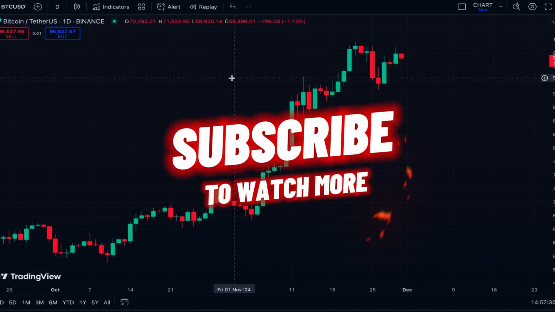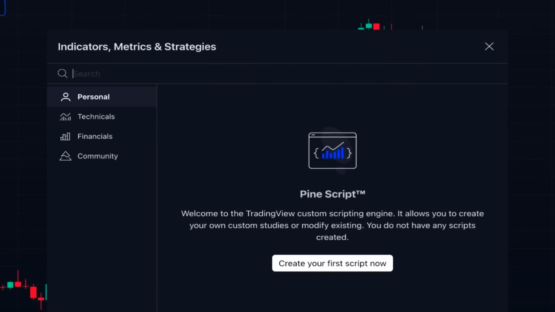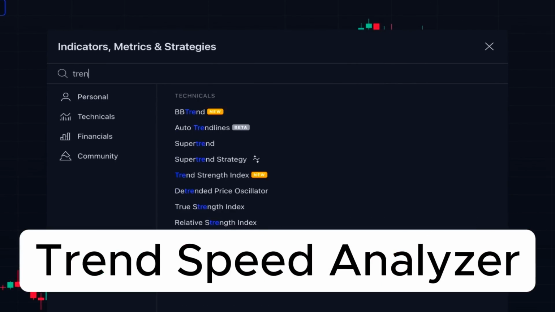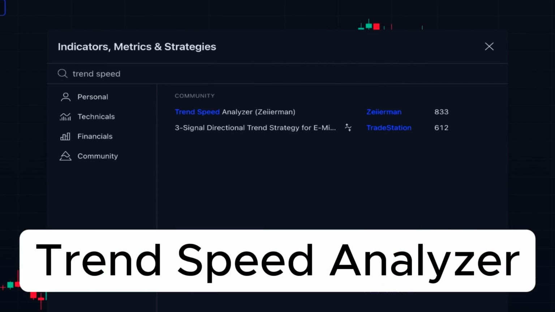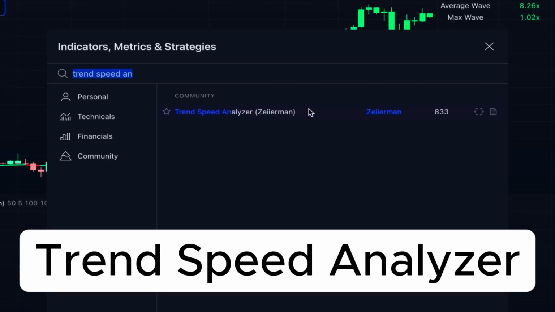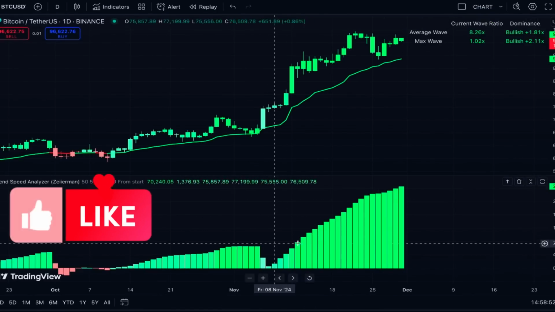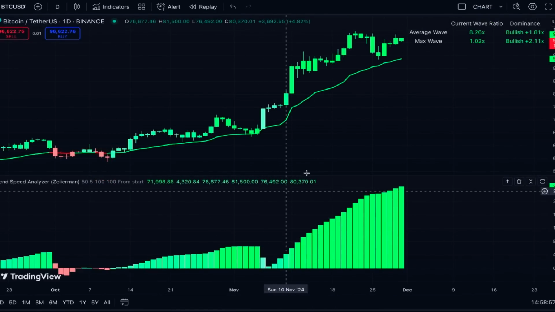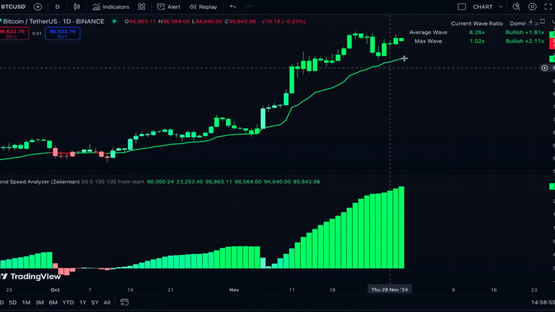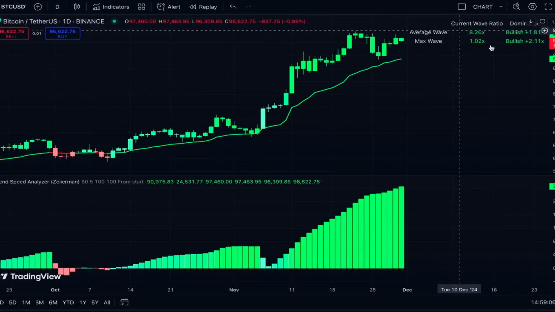Alright, to add this amazing indicator to our chart, here we click on indicators and we search trend speed analyzer. This one, which is a new indicator from Zierman. Alright, this is the indicator, and as you can see, we have a histogram here below the chart. We have a line overlaid on the price chart, and here we have a table of information.